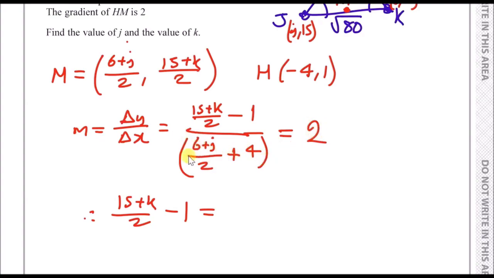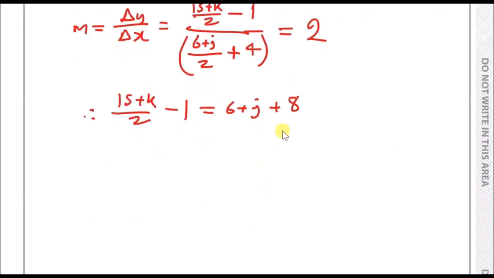Well, 2 times all of this, the 2's will cancel out, so you're left with plus j. And then 2 times 4 will give us plus 8. Now, what I would personally do next is I'll try and clear the fraction again. So I'm going to go ahead and multiply all of this equation by 2. So that way this 2 would go.